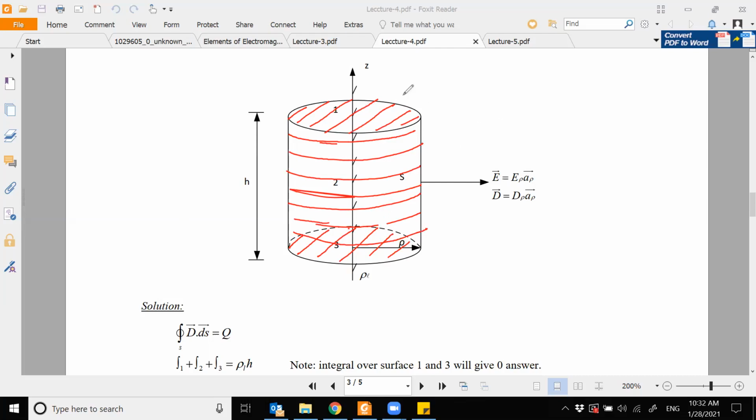Now, from our experience, we know that the electric field for this infinite line should go outwards. That means the electric flux density is only a function of rho, because it will go in this manner.